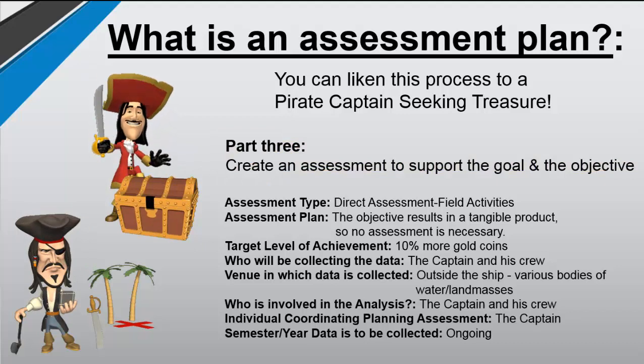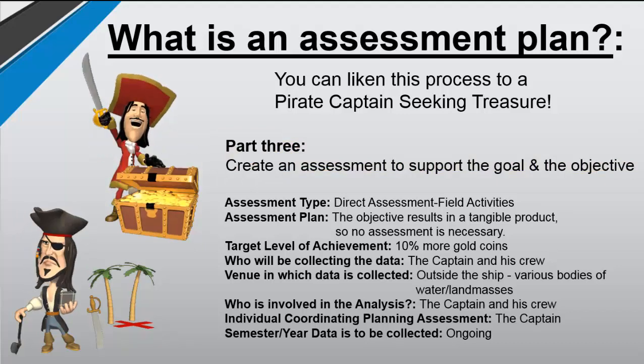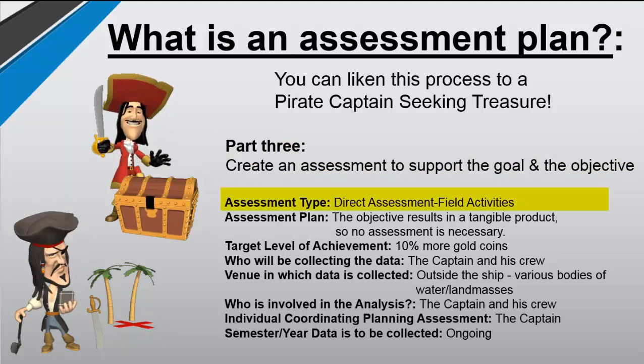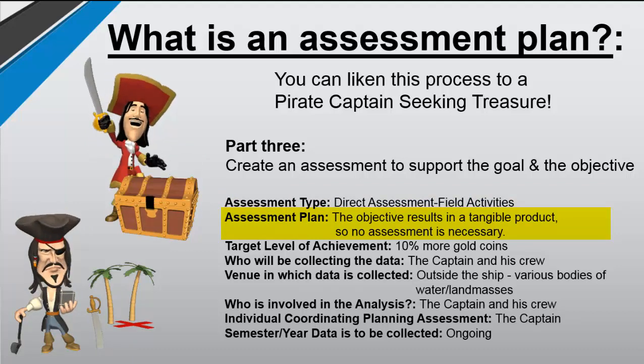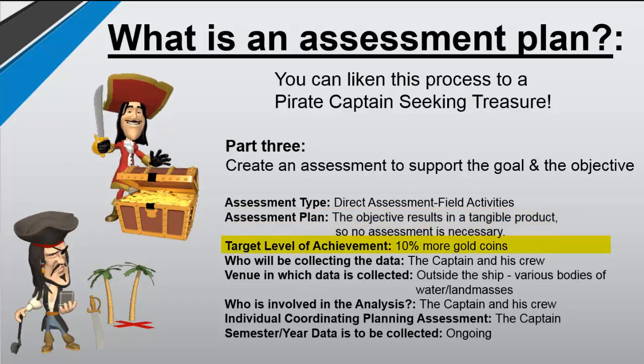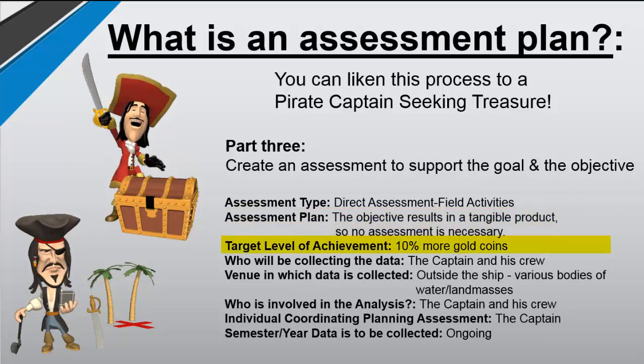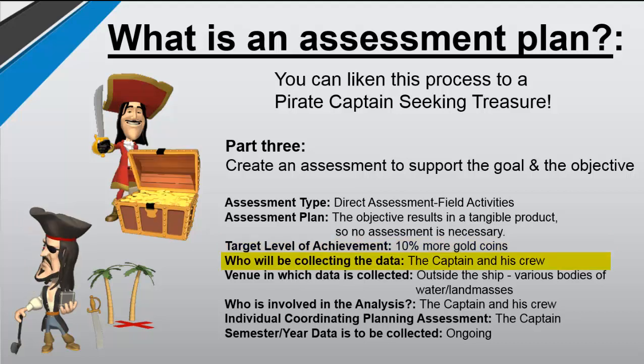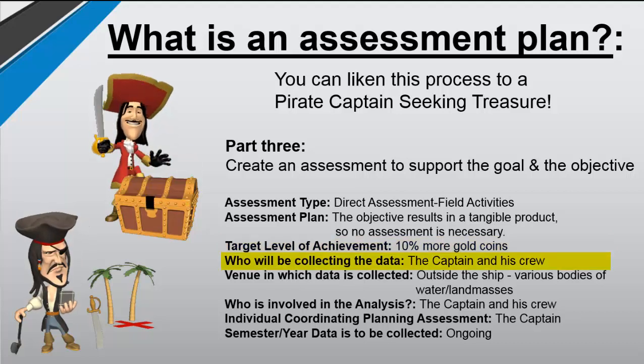Here is where you start getting detail-oriented with your information. For the assessment type, the captain has decided he will do a direct assessment, field activities. For his assessment plan, he states, the objective results in a tangible product, so no assessment is necessary. His target level of achievement is 10% more gold coins. Who will be collecting the data? That would be the captain and his crew.